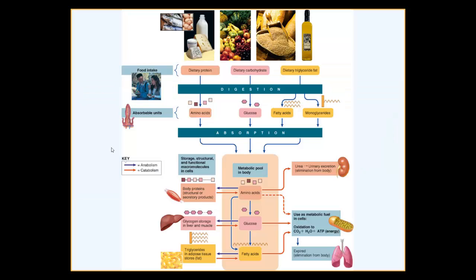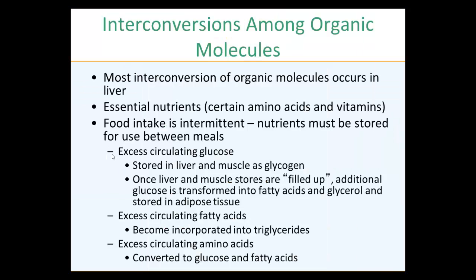So I'm going to skip this review slide here, and we'll just go in a little bit to the pancreatic hormones. Like I said earlier, excess glucose can be stored as glycogen, but really we have limited capacity, so the rest will be triglycerides. And excess fatty acids will become incorporated as triglycerides.